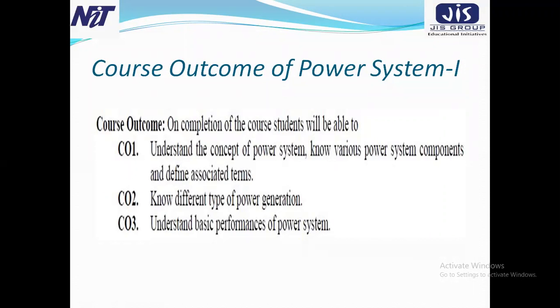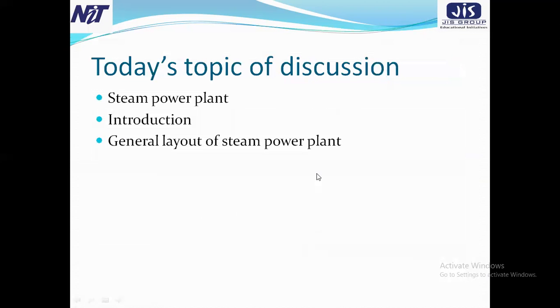This is the course outcome of power system 1. You know that there are 3 course outcomes for this particular subject. The first one is to understand the concept of power system, know various power system components and define associated terms. Number 2, know different types of power generation. And number 3, understand basic performance of power system. So today's topic is under course outcome 2, that is, know different types of power generation. And today's topic of discussion is steam power plant.